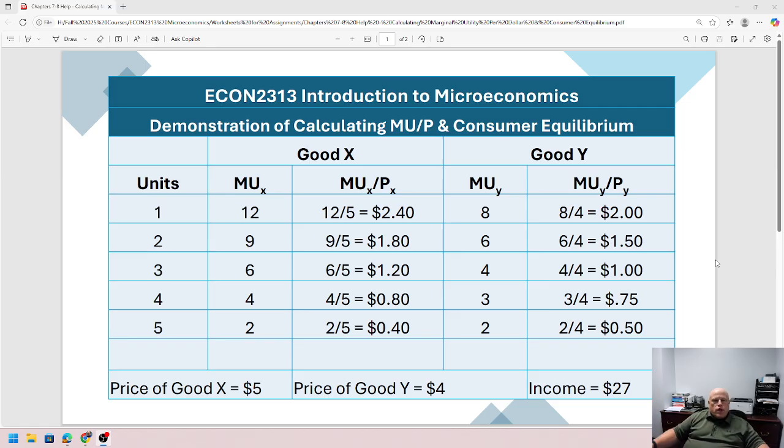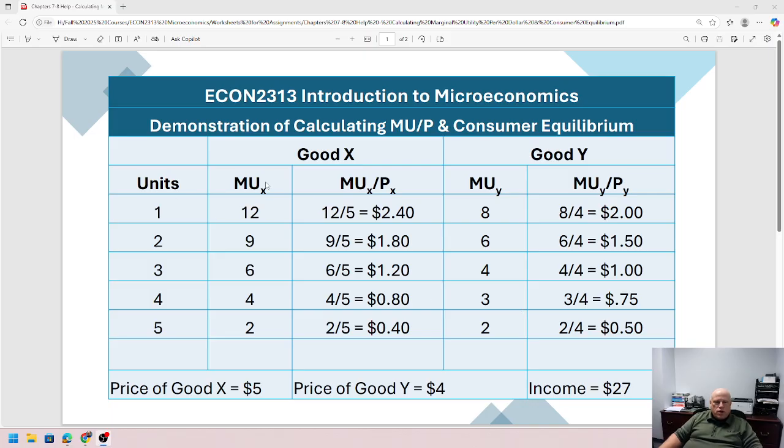Okay, so basically here what I've done is I've got in the first column the number of units 1 through 5, and then I've got the marginal utility for each unit of good X, and for right now let's skip over the marginal utility per dollar. I'm going to show you that in just a minute, but on the right hand side of the table I've got the marginal utility for each unit of good Y. Alright, and that's basically what it's going to give you on this problem in your textbook.